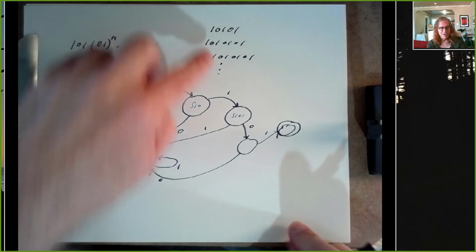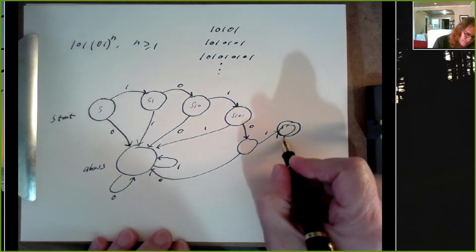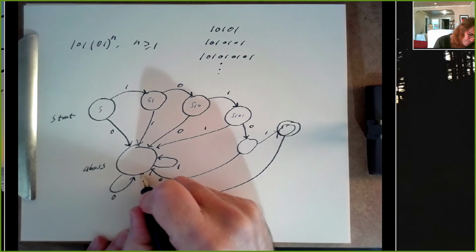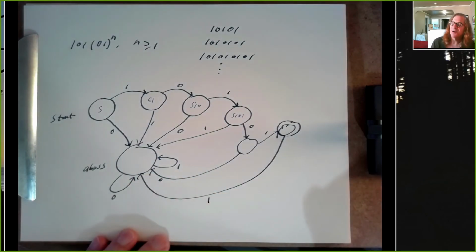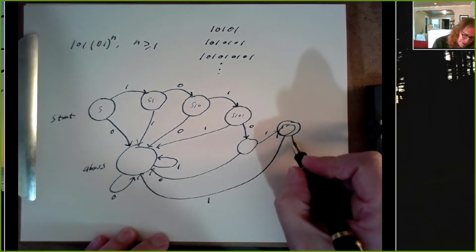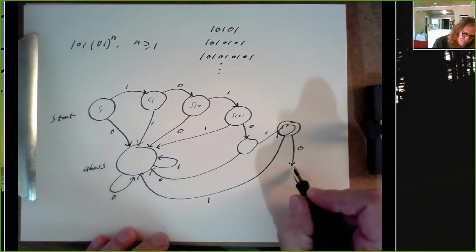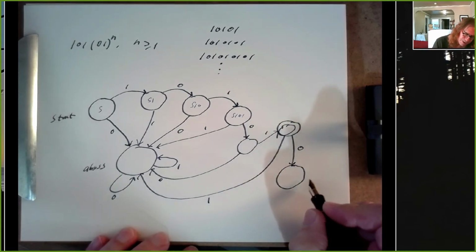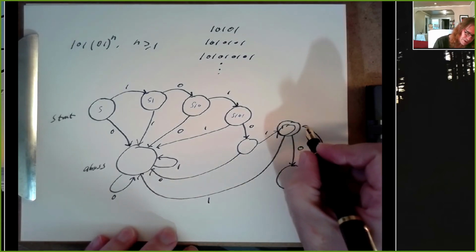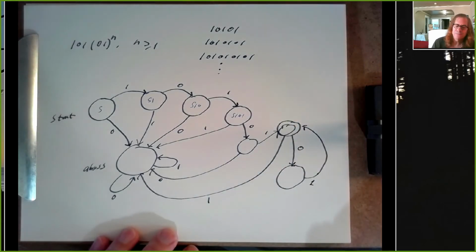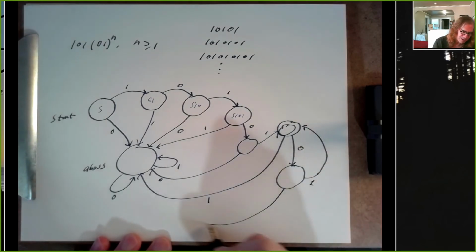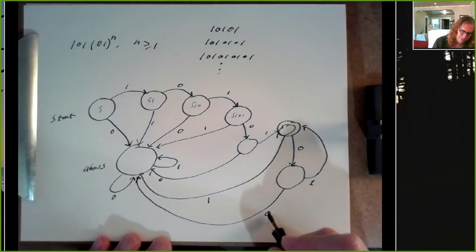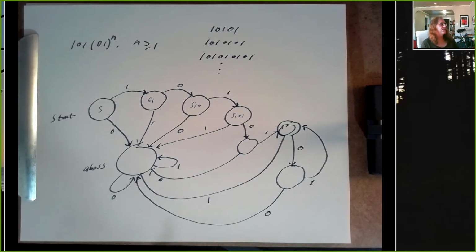At this point, if we were to receive a 1, that's not part of our recognized pattern. But if we were to receive a 0, and then we were to receive a 1, that would take us back to a recognized state. But if we receive a 0 followed by another 0, then it doesn't match the pattern anymore. So it goes where all bad inputs go.